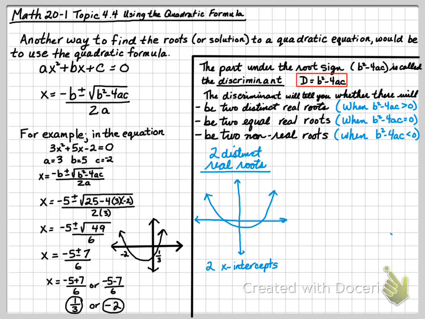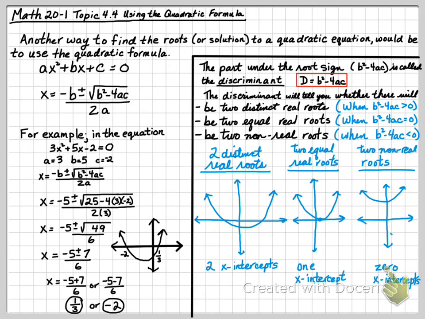Now, what does this look like? Well, two distinct real roots, as in our example, means that there's going to be two x-intercepts, and our graph is going to cross the x-axis in two different spots. There's going to be two equal real roots, and that means that the graph is going to touch the x-axis in only one spot. That means that there's going to be one x-intercept. And lastly, this is where our graph does not cross the x-axis. These are two non-real roots. This will happen when we end up with a square root of a negative number. And there'll be 0 x-intercepts.